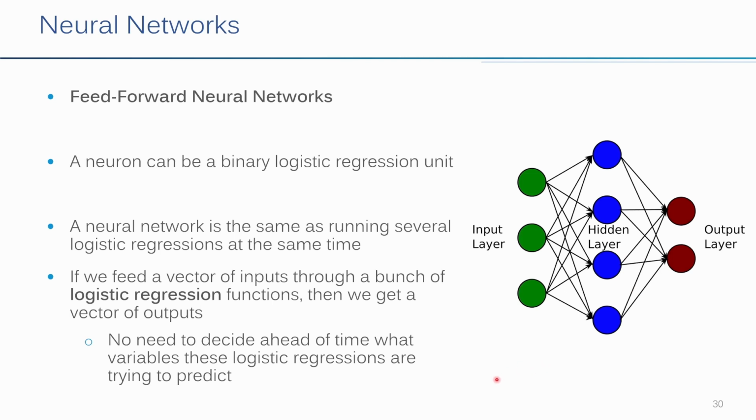As of right now, there is no need to decide ahead of time what variables these logistic regressions are trying to predict. This is actually not important right now. This is just a representation for whatever we want. So in our input layer, we can put words, or we can put word representations or word counts. Well, word counts might not be the best example, but I think you get the idea that this here is not that relevant for us, at least at this moment.